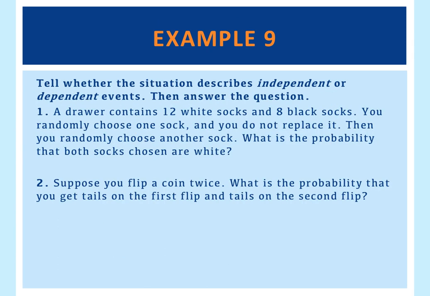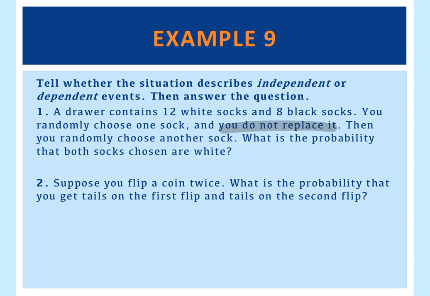All right, example 9. Again, tell whether the situation is independent or dependent, then answer the question. Number 1, a drawer contains 12 white socks and 8 black socks. You randomly choose one sock and you do not replace it. So do not replace it means these are dependent. Then you randomly choose another sock. What's the probability that both socks chosen are white?